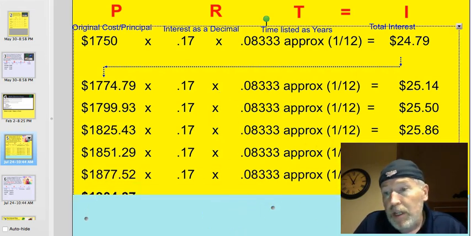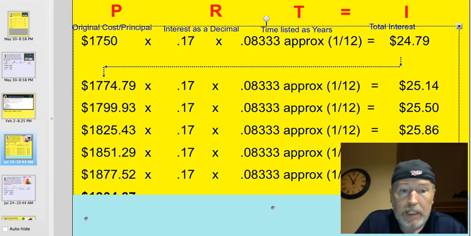I'm going to just get rid of the screen. Sorry about that. I can't get rid of the screen. I guess I got to shut it off.